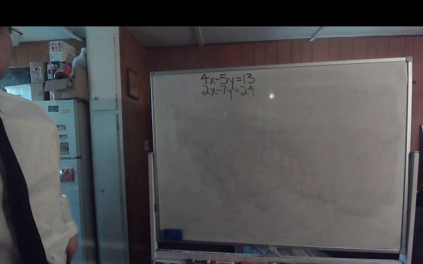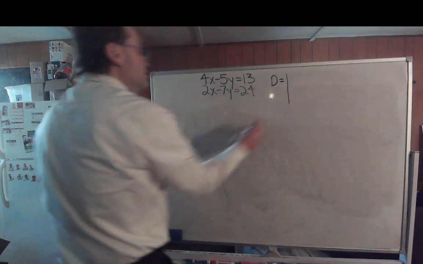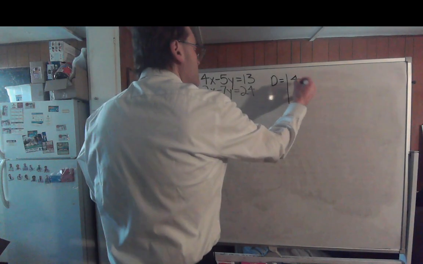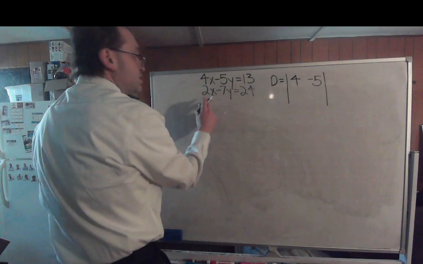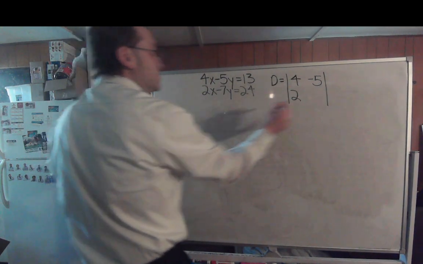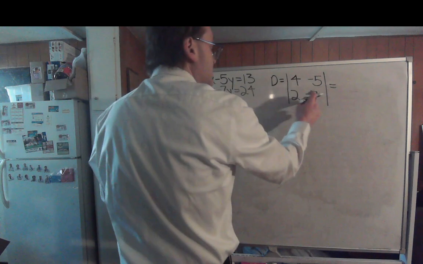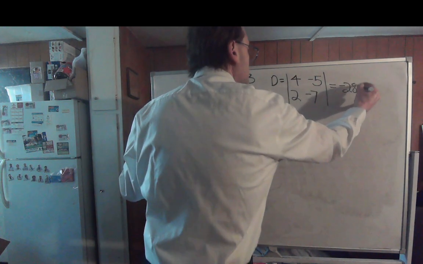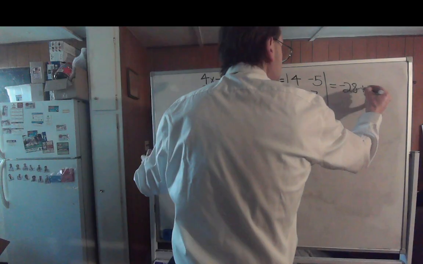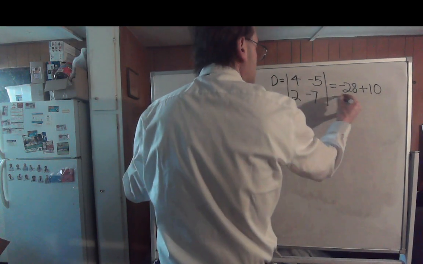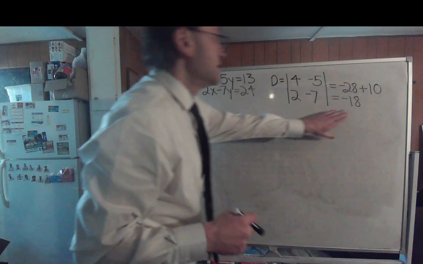So let's set up our coefficient determinant, which is D. That's equal to the determinant of, take your x coefficient of 4, your y coefficient of negative 5, then your x coefficient of 2, your y coefficient of negative 7. All right, so what is 4 times negative 7? That's just going to be negative 28. Then negative 5 turns into plus 5 times 2. That'd be plus 10. Negative 28 plus 10 is negative 18. So the value of your coefficient determinant is negative 18.